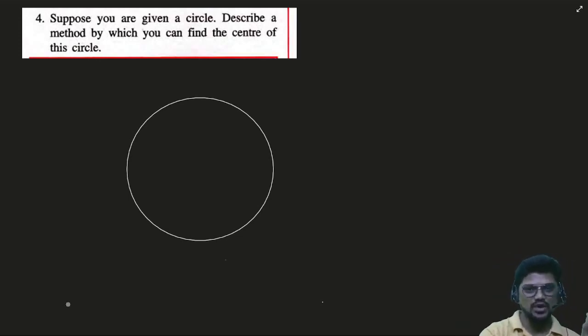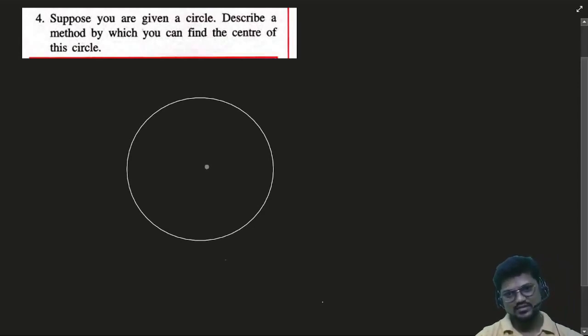If I ask you to plot it, you will say over here, right? But it can be wrong also. I need the exact point where it will be. How to find it? That's what the question is. So what you can do is use your rounder, okay?